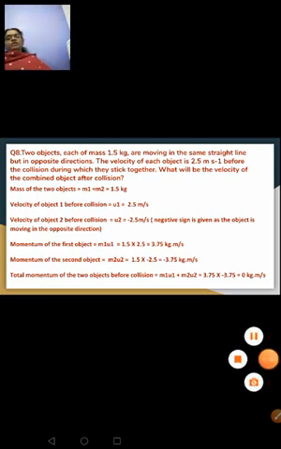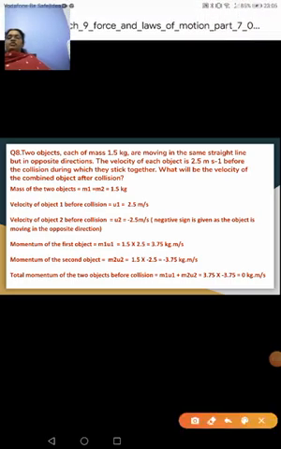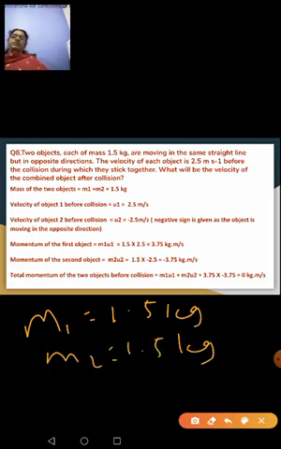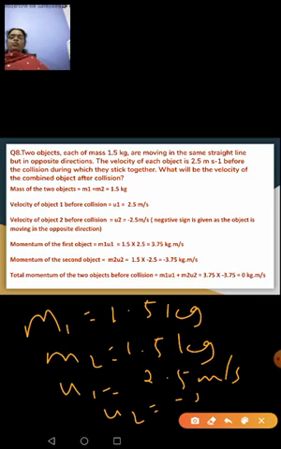So what are the terms given here? Mass of the first object, that is m1, is equal to 1.5 kg. m2, both the objects have the same mass, which is also equal to 1.5 kg. Velocity of the first object before collision, u1, is equal to 2.5 meter per second. And the velocity of the second object before collision will be minus 2.5 meter per second. Why the minus sign? Because the object is moving in the opposite direction. Clear to you?